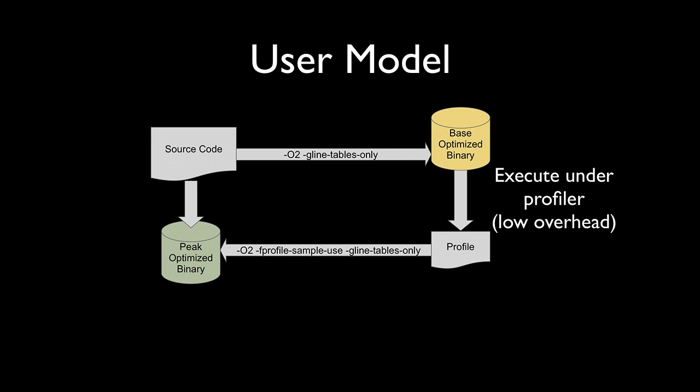At the top, you have the source code and the regular build with O2 that generates the binary that is used in production under the profiler. The profiler will generate data that you can then feed back into the optimizer to generate what we call the peak optimized binary, because it'll use the data that was collected there.